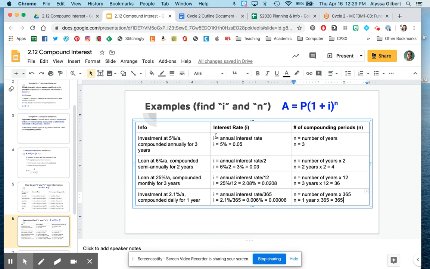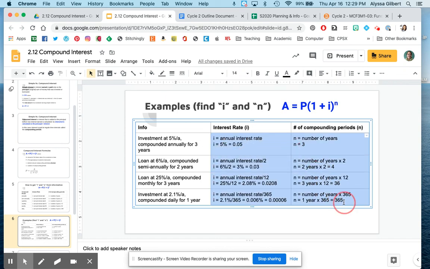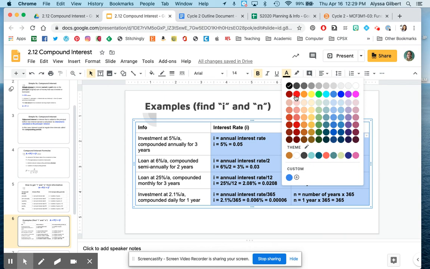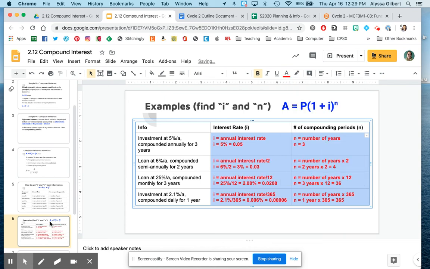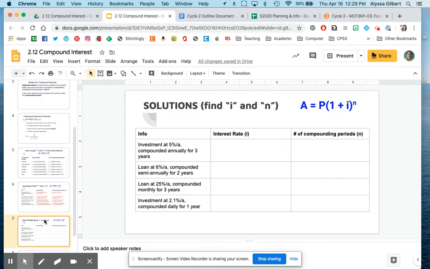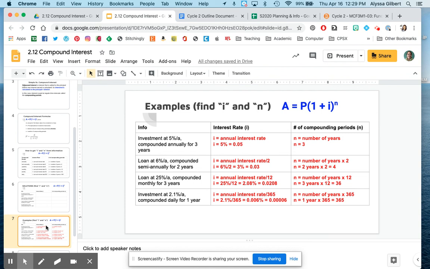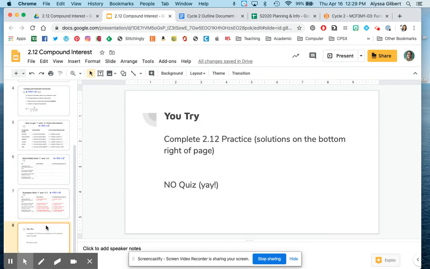Okay, so I'm going to make this all red, so when you go and look at it later on, you can tell that that's the solutions. Okay, so that's it for the lesson.